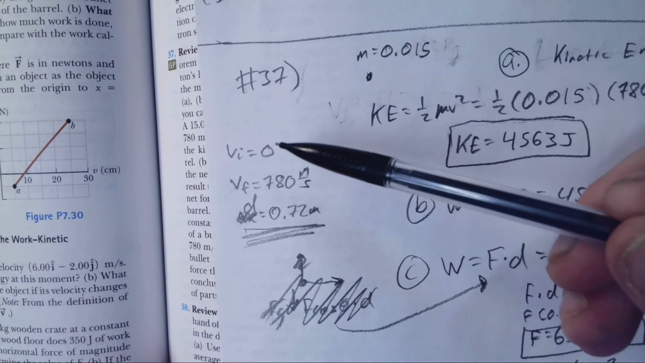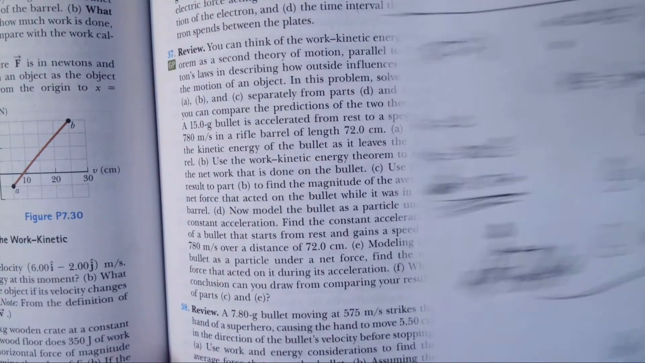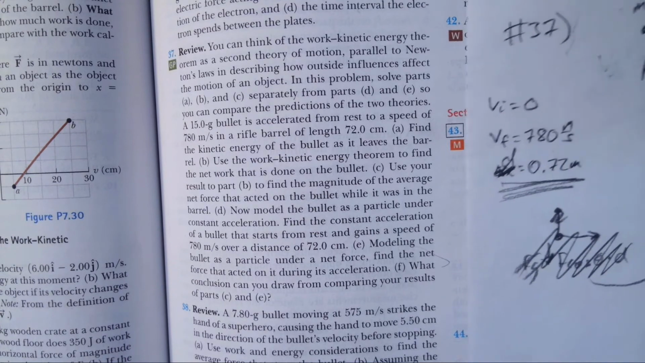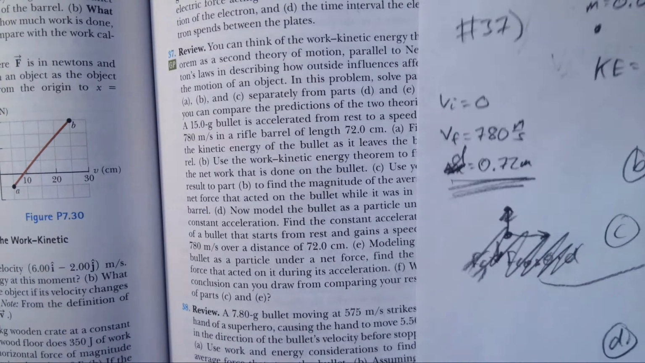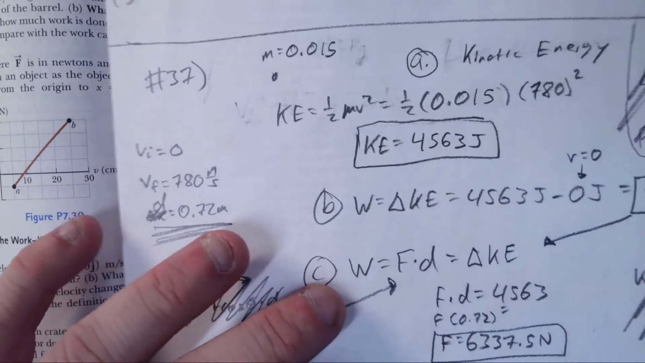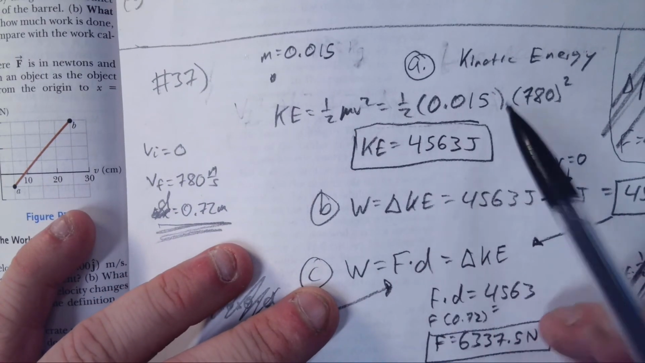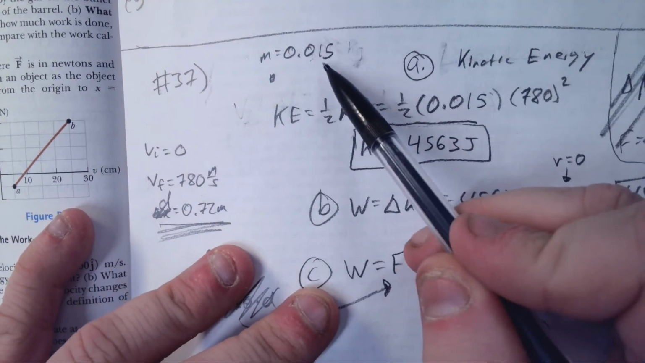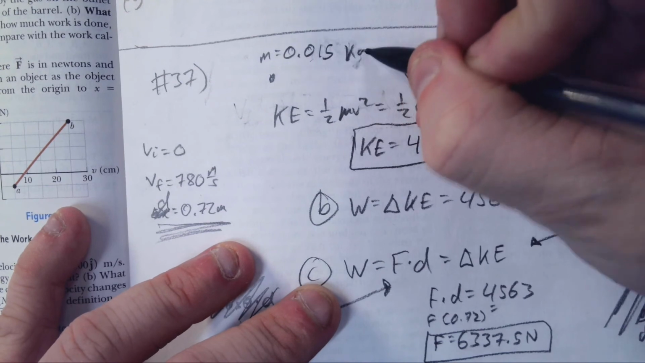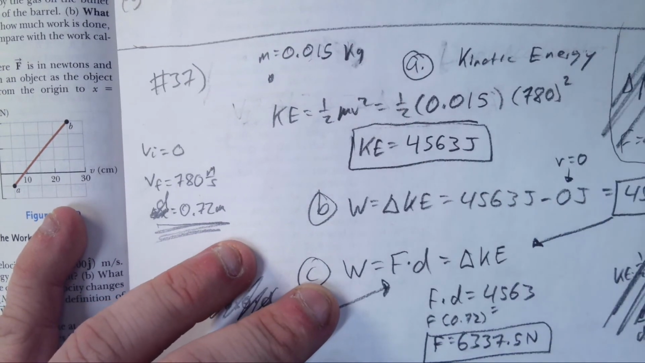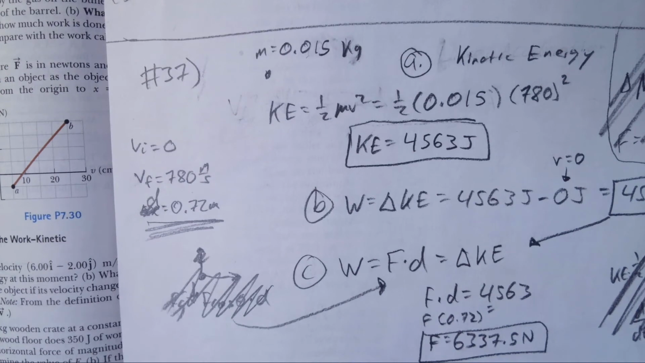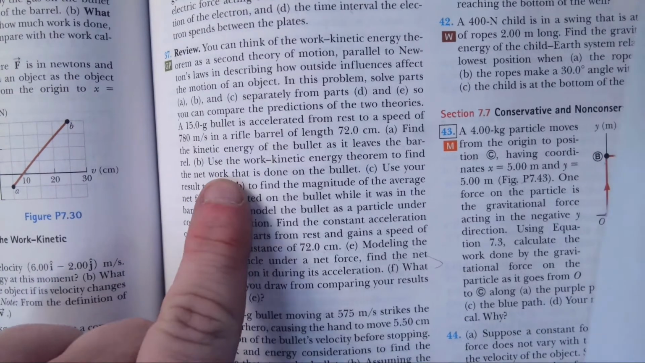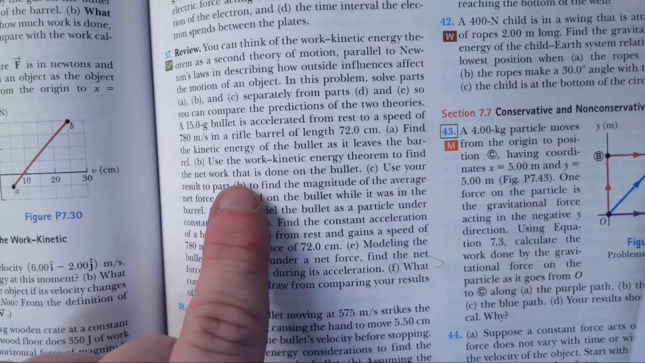So I have that written right here. It goes from 0 to 780 in 0.72 meters. Part A says find the kinetic energy of the bullet as it leaves the barrel. At that point when it leaves the barrel, it's going 780. So kinetic energy is 1/2 mv squared. 1/2 times the mass, 15 grams or 0.015 kilograms, times 780 squared, you get 4,563 joules.